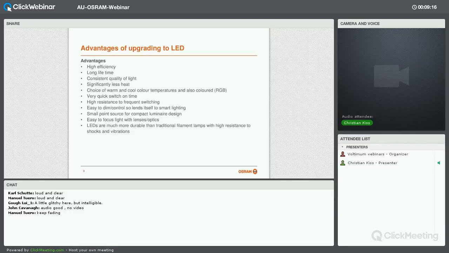Okay, so the advantages of upgrading to LED. Obviously they're very efficient, which we sort of talked about already, in comparison to particularly old filament technologies and things like that. You've got the very long lifetime. The lifetime, obviously, depends on the product type, anywhere between 15,000 hours up to 50,000 hours normally.